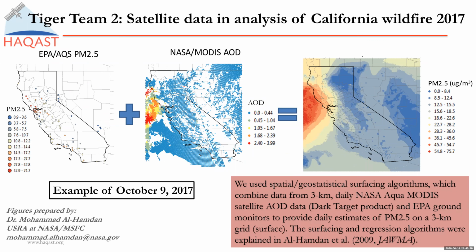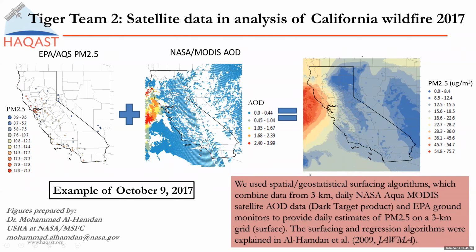Another Tiger Team project we participated in is Tiger Team 2, called the California Wildfire 2017 and its health implications. In this work, we provided the data for the entire state of California during the wildfire season in 2017 at 3-kilometer resolution. The concept is that we combine the EPA AQS PM2.5 data, which are circled out right here, still very scattered locations, with the satellite data from NASA. And we result in a smooth distribution of PM2.5 for the entire state.